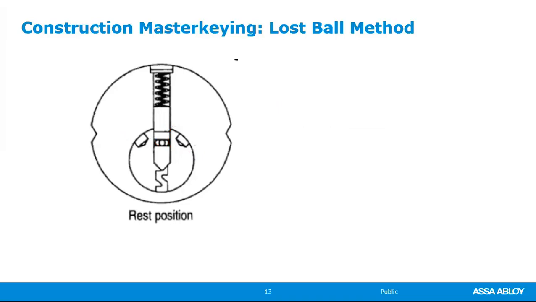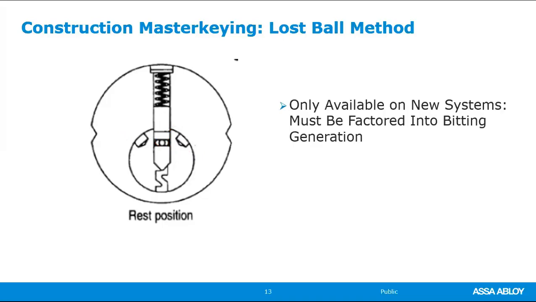We've got to remember that this must be set up on new systems. You cannot add construction master keying to already existing systems. If it was added in the beginning, you could, but if you're going behind someone that the system's been set up for many, many years, you just can't say, oh, by the way, I want to add construction master key into this, because that won't work.